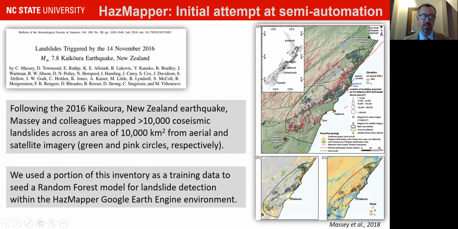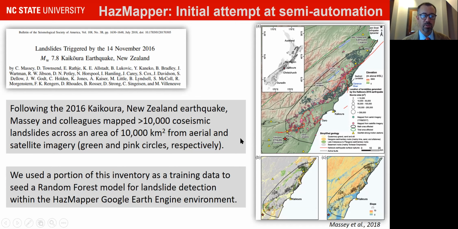And so that brings me to the New Zealand example, where in 2016, there was this very large earthquake in the northeast portion of the South Island of New Zealand. Following that event, Massey and colleagues mapped more than 10,000 coseismic landslides across an area of about 10,000 square kilometers from aerial and satellite imagery. So here's the location on the inset map. The red lines show the surface rupture of that 2018 event. The pink and green circles are the mapped landslides from aerial photograph and satellite imagery.